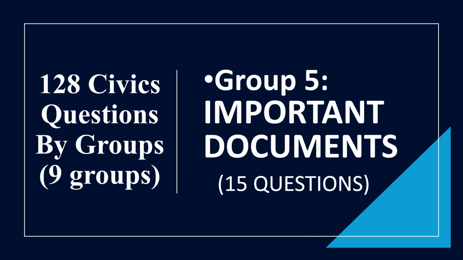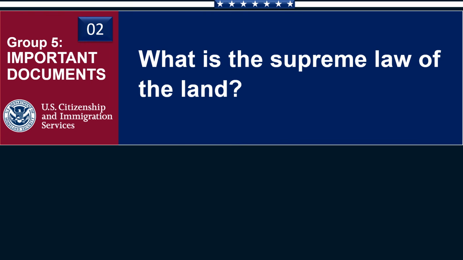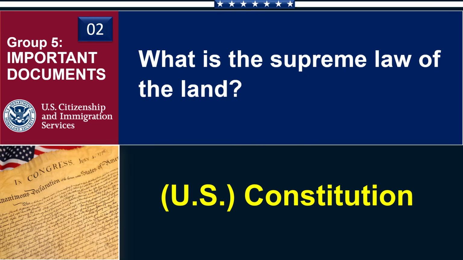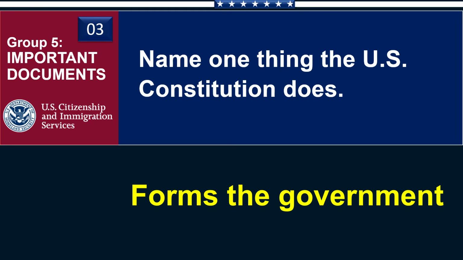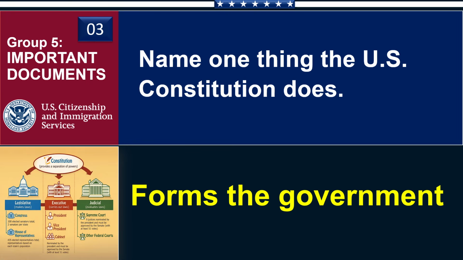Group 5. Important documents. What is the supreme law of the land? U.S. Constitution. Name one thing the U.S. Constitution does. Forms the government.